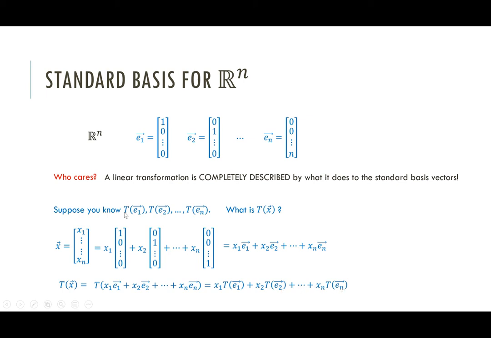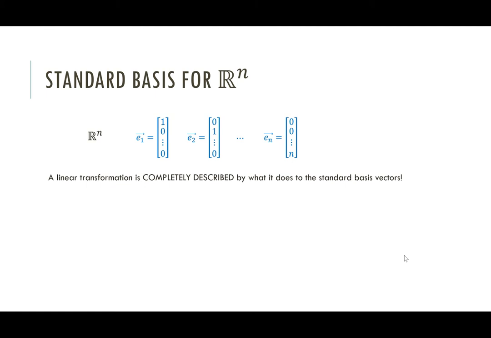And so, yeah, if I know how the transformation affects the basis vectors, then I can calculate what the transformation does to any random vector x. And yeah, this is because of our objectively better definition. So yes, a linear transformation is completely described by what it does to the standard basis vectors. And so is the corresponding matrix. So, okay, let's think about this for a second.